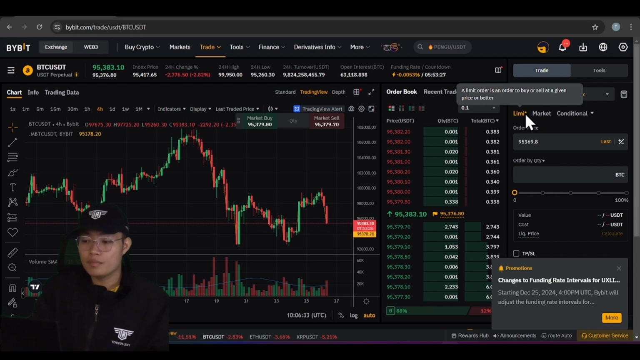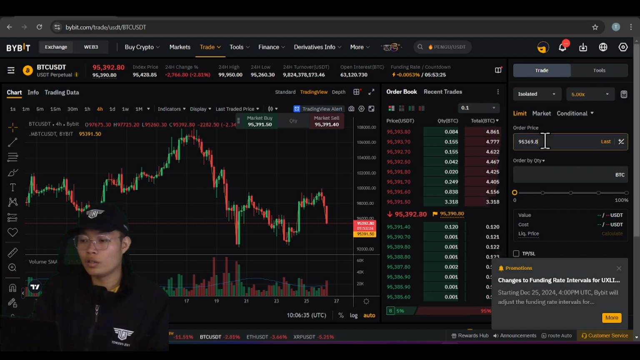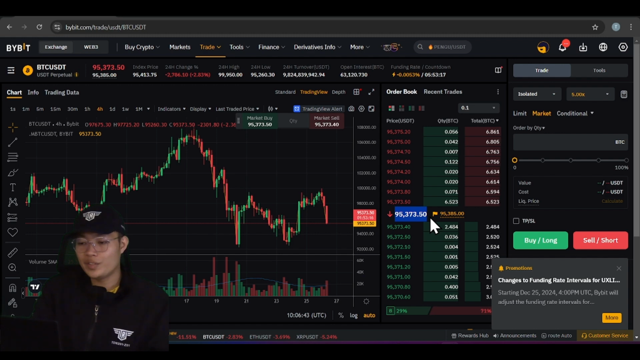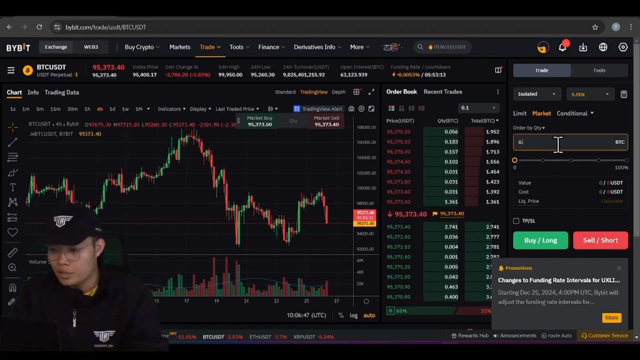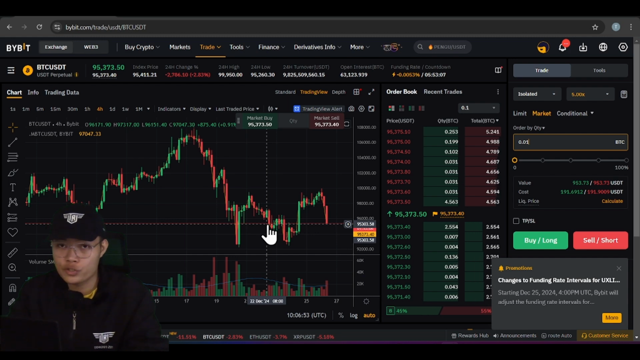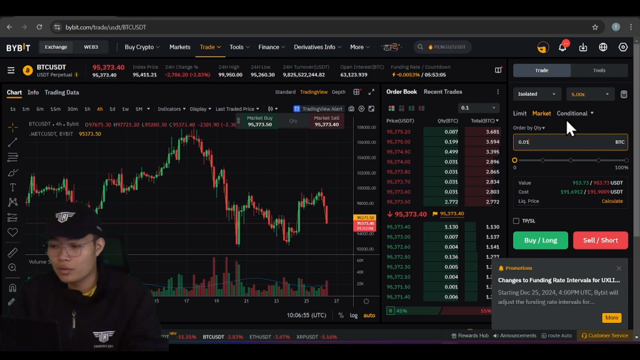Limit is actually the same as just now. You just key in the order price that you're going to order and then the quantity that you're going to fill. Market order means that you're going into the market directly at this price. For example, I want to buy 0.01 BTC at this price. I'll just go for buy. If I click buy, I straight away enter the buy position here. So this is how market order works.